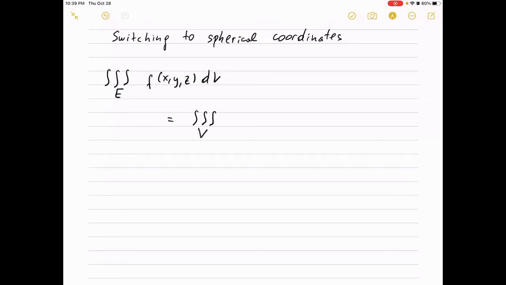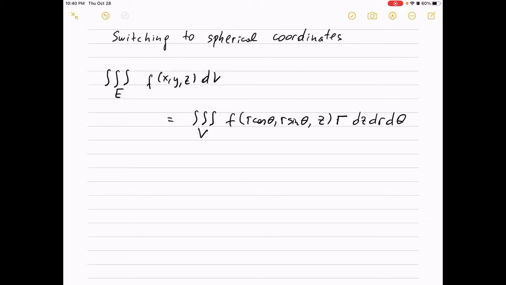So I'm going to call it V. F of x is r cosine theta, y is going to be r sine theta, and z is z. And we have to pay an extra price for the switch to cylindrical, r, and we're going to have dz, dr, d theta.